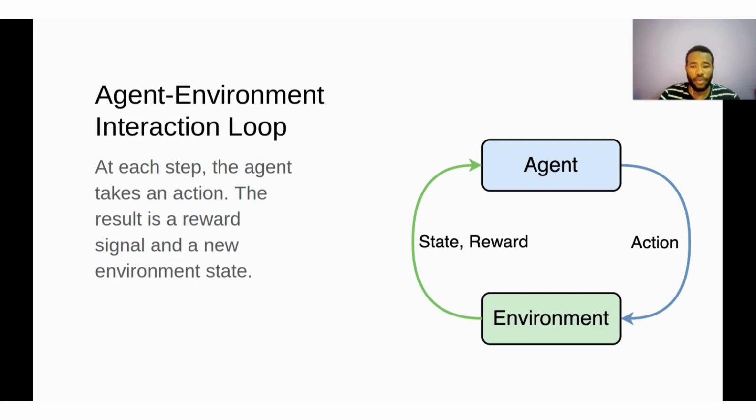Here in this diagram, we can see the agent-environment interaction loop. The agent takes an action and receives a new state and reward.